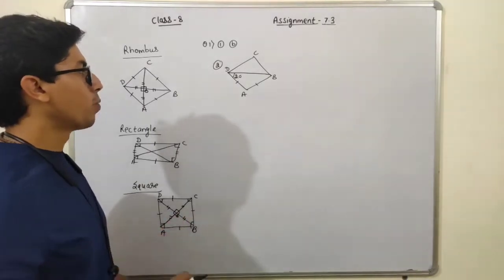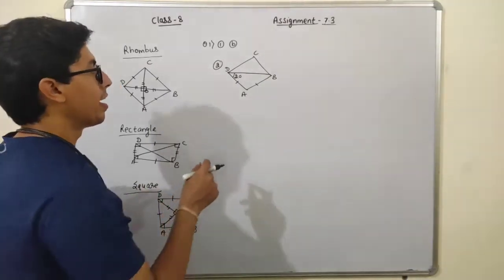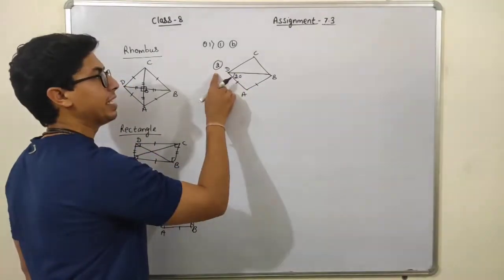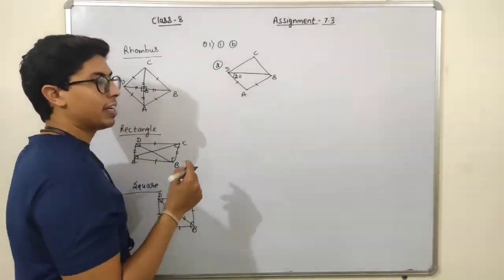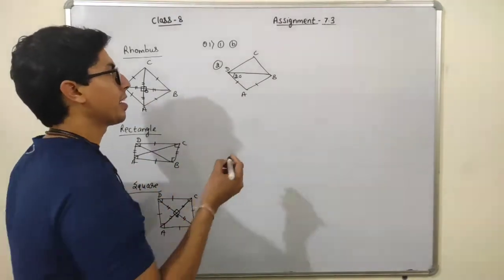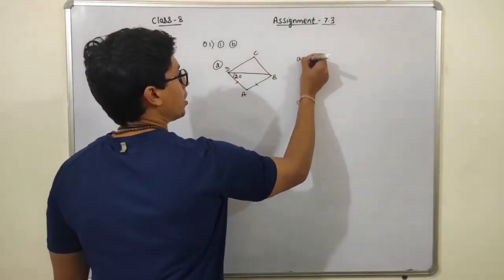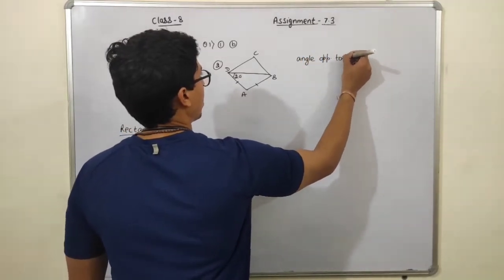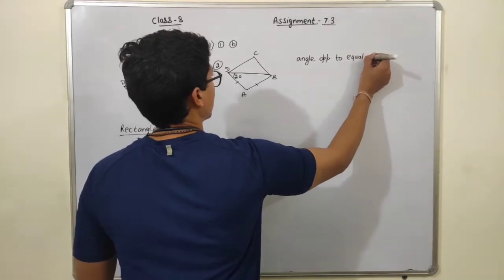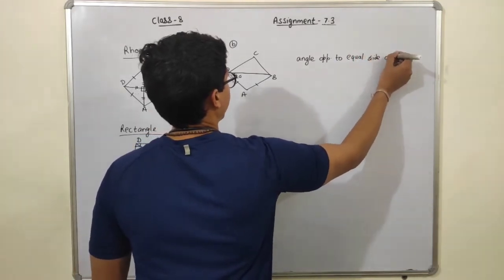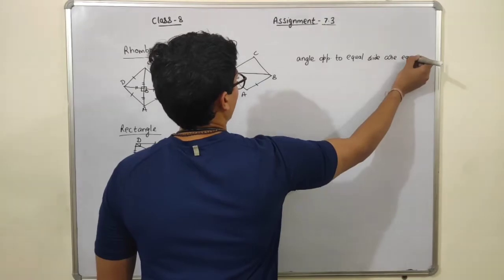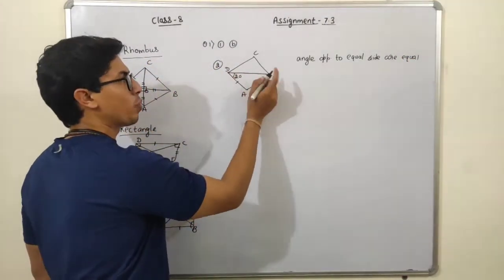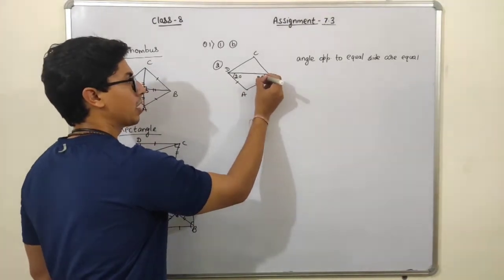Now see, students, we know that, if I take ABD, this side is equal to this side. Now students, there is a property that angles opposite to equal sides are equal. Okay, students. This means, see, these sides are equal, so I can say these two angles will be equal. So this will be 20 as well.